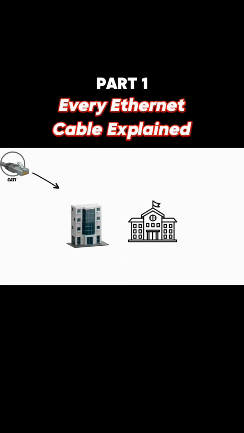Today, Cat1 is considered completely outdated. If you find it in old buildings, it's not suitable for internet use. For real network performance, you should upgrade to at least Cat5e or Cat6.